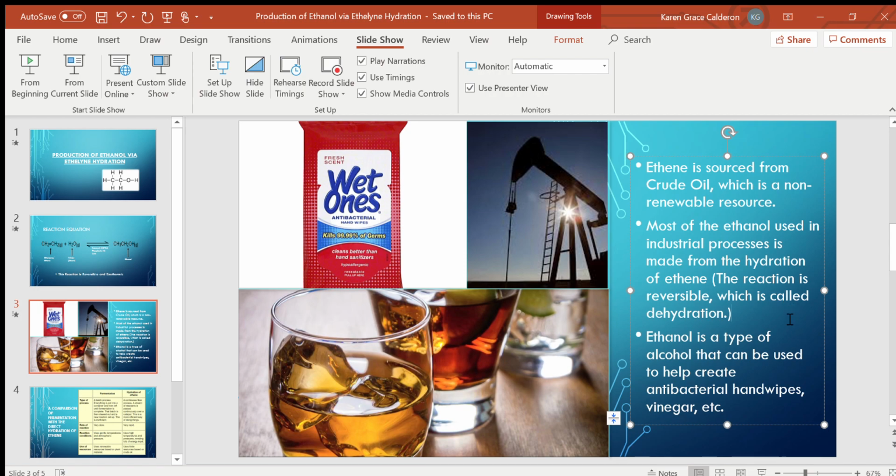Now, ethanol is a type of alcohol that can be used to help create antibacterial hand wipes and vinegar and even just regular alcohol itself. Since it is becoming more and more in demand, we have found multiple ways to use ethanol once it's been created.